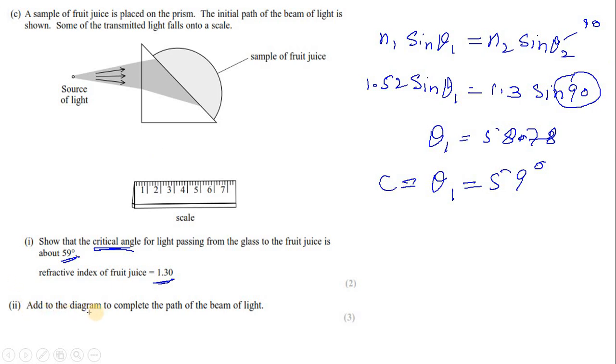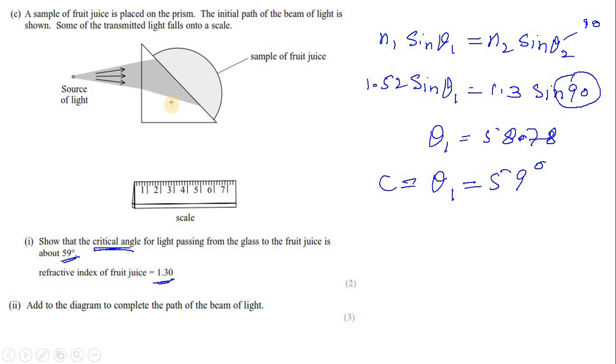Okay, add to the diagram to complete the path of the beam of light. So you need to complete the beam of light. Now you see again what is happening here. The refractive index of the juice is 1.3. So what happened here? At some point the light will be refracting as usual, but because it is not air now, we have less difference between the refractive indexes of the two media.